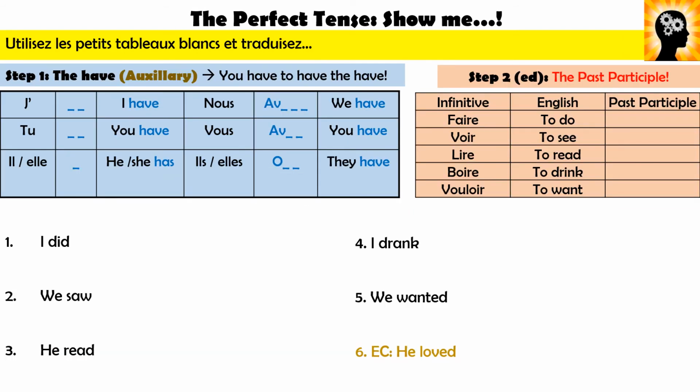Alors mes petits, right guys, so let's put you to the test again. I've taken away the verb avoir. You need to know how this changes, and I've taken away the irregular past participles, but think back to the rhyme. See if you can complete them. Put me on pause. I want you to try and translate. I did, we saw, he read, I drank, we wanted, and then the extra challenge is tricky. He loved. Put me on pause now. See what you can do. Bon courage, on y va.